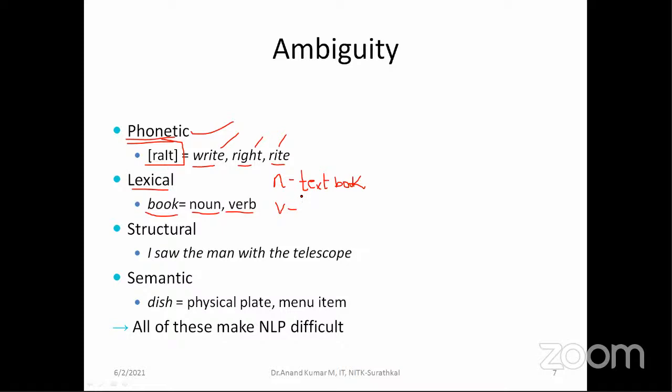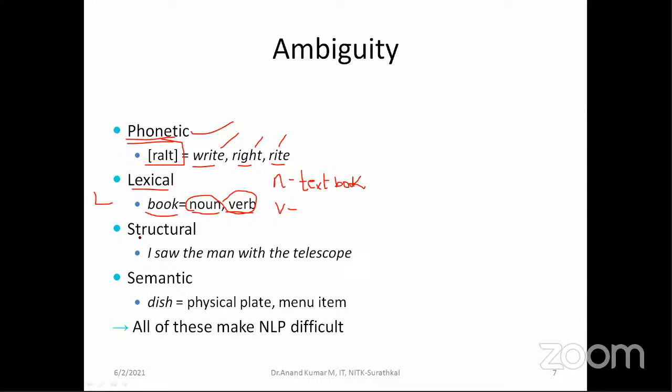You are talking about ticket booking or a reservation. So at that time book is a verb, whether you book the ticket or not. So here this is lexical level ambiguity. The reason for lexical level ambiguity is two different grammar categories. I want an example for lexical ambiguity. I'll come back and ask you people.